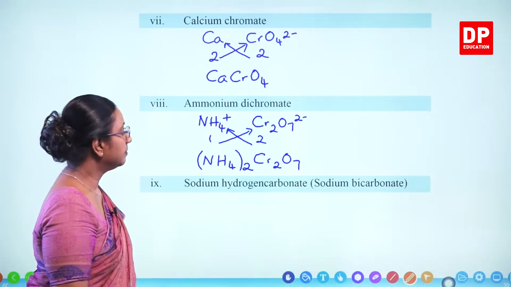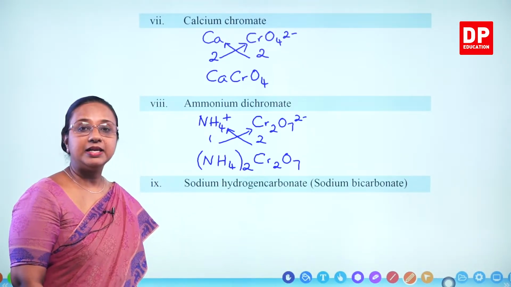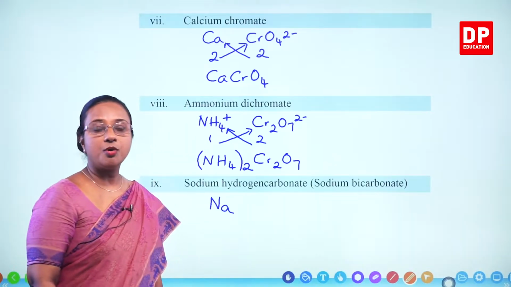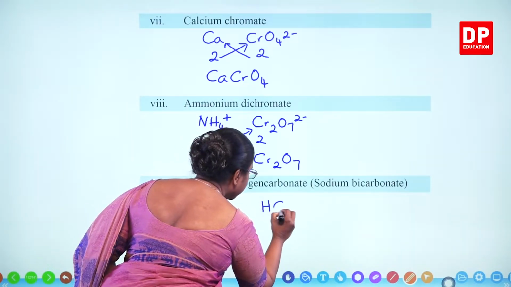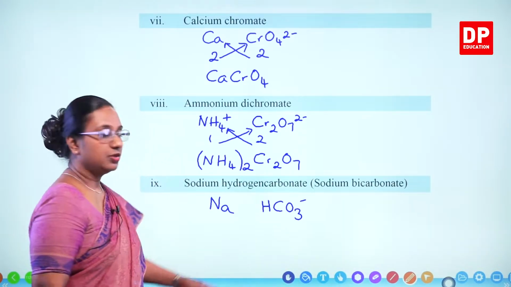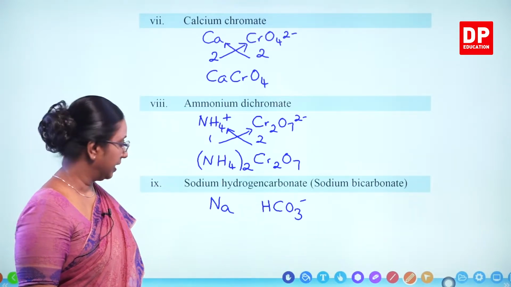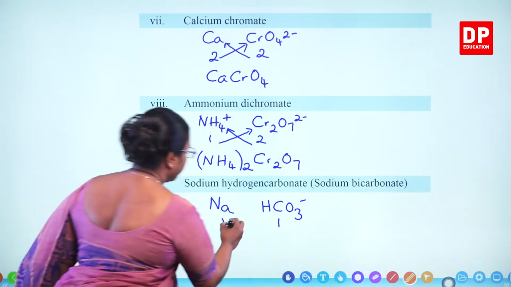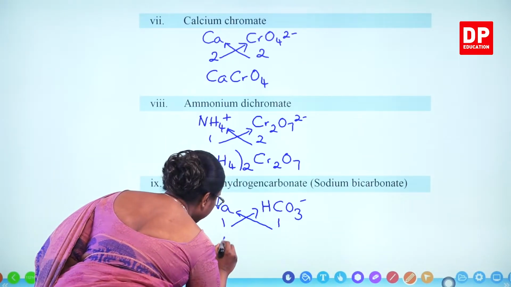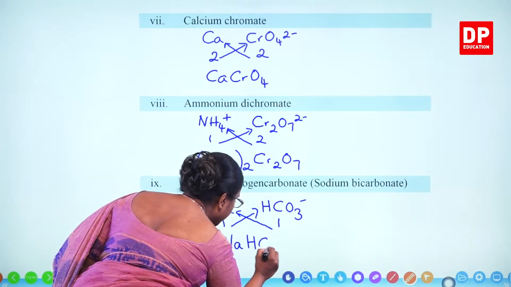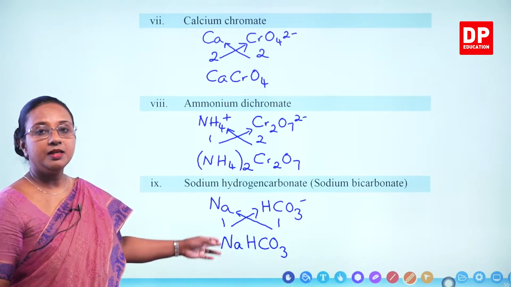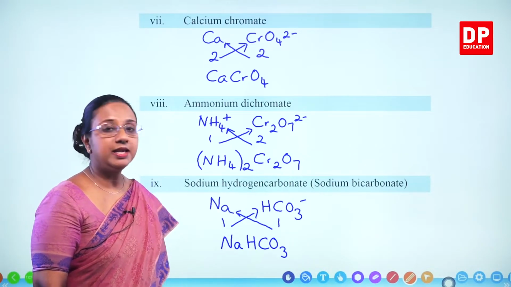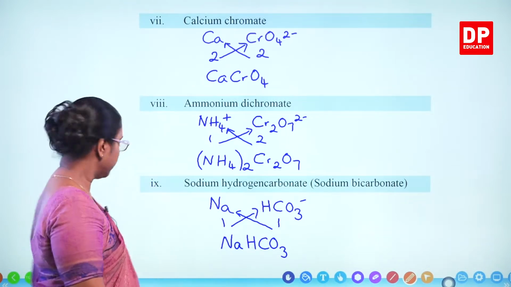Then we have sodium hydrogen carbonate or sodium bicarbonate. Sodium, you know, is Na, and hydrogen carbonate or bicarbonate is HCO3 minus. So that's the formula of bicarbonate. Both the valencies are equal and it's equal to 1. So when you exchange the valencies, you get the formula as NaHCO3. This is the formula for sodium hydrogen carbonate or sodium bicarbonate. We will look at the next questions.